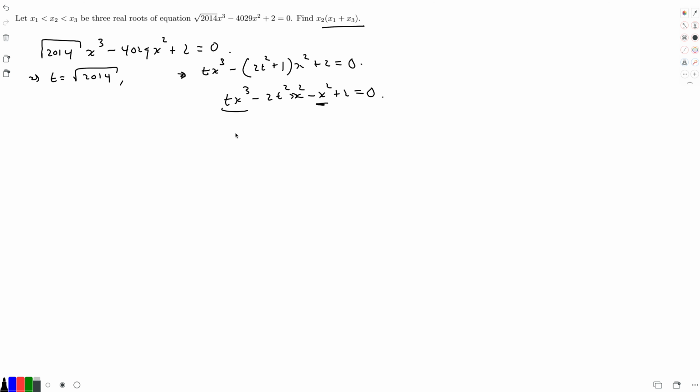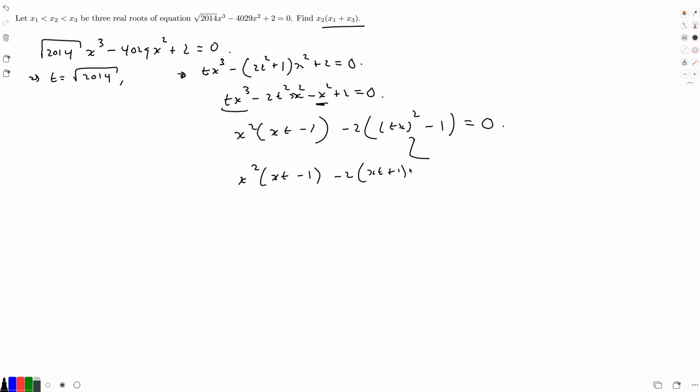Well, we can factor out an x squared here, x squared times (xt minus 1), that's good. And then over here we can factor out a negative 2, and we get t squared x squared minus 1, which we can notice as (tx) squared minus 1. If you don't see it right away, just pause the video and see what we can do here. And then boom, we have a difference of squares over here. So let's write that carefully. x squared times (xt minus 1) minus 2 times (tx minus 1)(tx plus 1) is equal to 0.